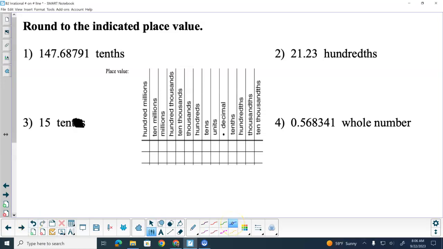So if I'm rounding to the tenths, that means I'm rounding to that one, which means I look at that one. Is that stay the same or bump up? That's a bump up. So this would bump up to be 147.7. Hundredths. Do I have to do any rounding with the hundredths on this one? No. Why not? Because there's no other number. So it's already rounded to the hundredths.